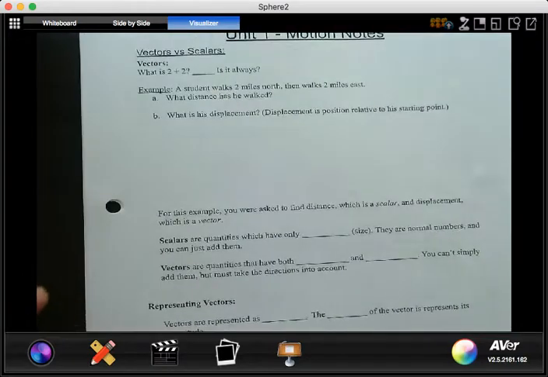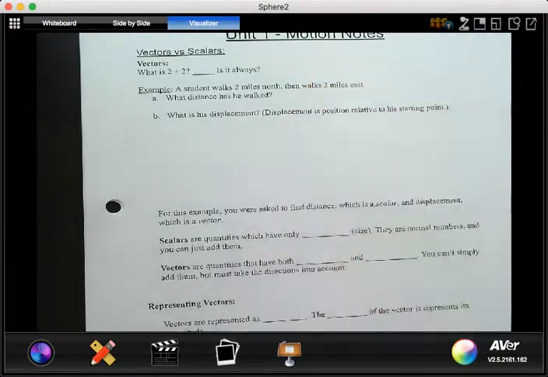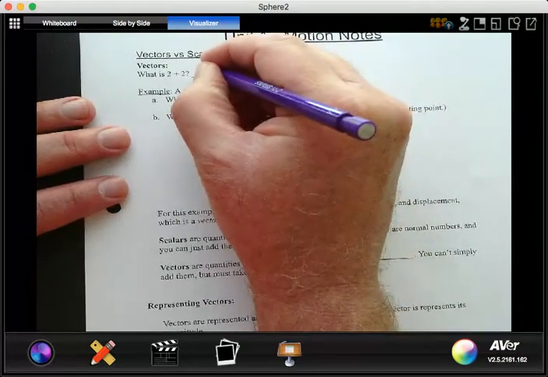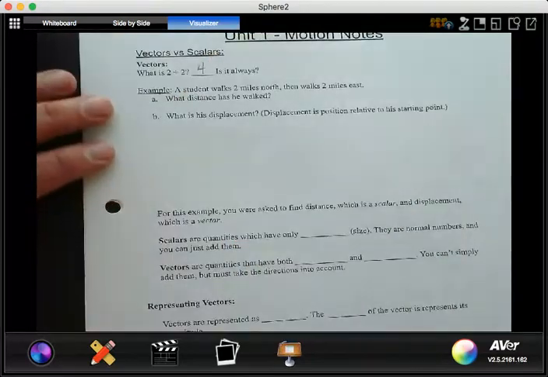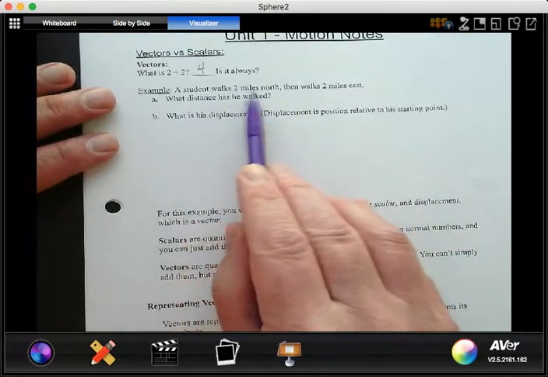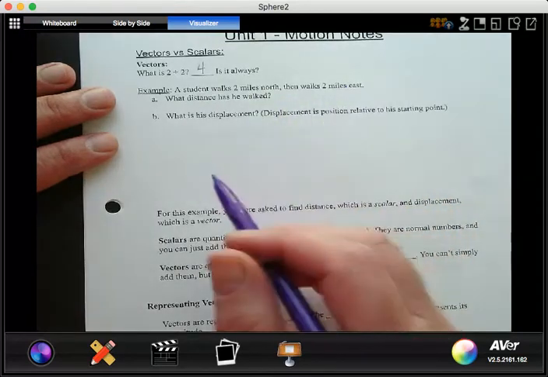All right. So our first notes we're going to take are on vectors and scalars. And we're going to start out with a really simple question. What is 2 plus 2? Well, 2 plus 2 is obviously 4, but is it always? So we're going to have an example. We got a student walking 2 miles north and then walks 2 miles east. So is that 2 plus 2 equal to 4?